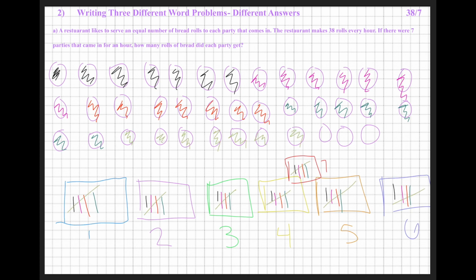Now I have gotten to the last part where I only have 3 bread rolls remaining. These 3 cannot go into the 7 parties that we have. So these 3 would probably just go into the next hour to be used or maybe eaten by the employees. But as we can see, each party received 5 rolls each. So those tallies represent the bread rolls that they received. So to answer this question, if there are 7 parties that came in for an hour, how many rolls of bread would they each get? They would each get 5.